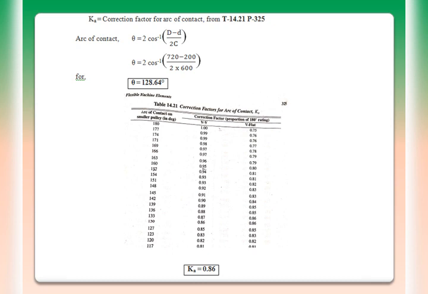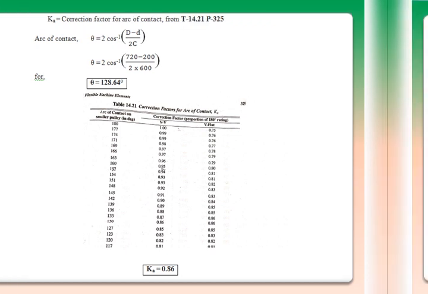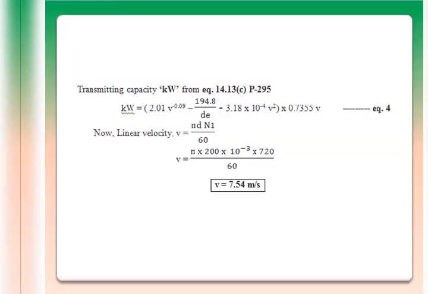Nearest to that is theta is equal to 130, so I took that value straight away. K suffix a is equal to 0.86. This we have to find.